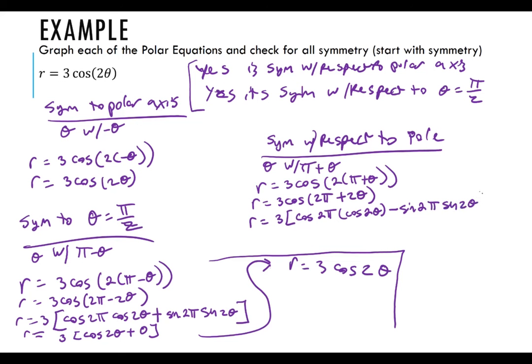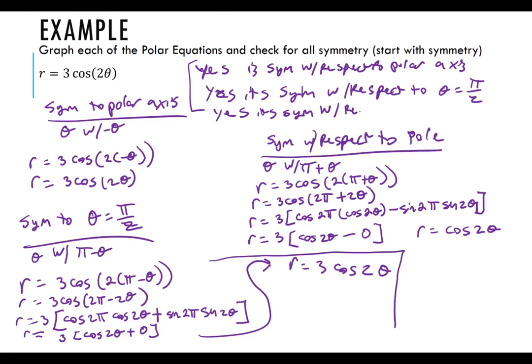sine of 2 theta. But then this is r is equal to 3 times cosine of 2 pi is 1, so that's times cosine of 2 theta, minus sine of 2 pi, but sine of 2 pi is 0. 0 times sine of 2 theta is 0, and so we get that r is equal to 3 cosine of 2 theta. So specifically, this also has origin symmetry, or is symmetric with respect to the pole.